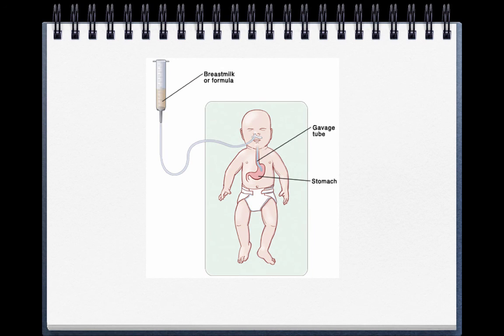Here's a picture of a typical gavage tube. Sometimes the gavage tube goes just into the pharynx. Sometimes it is inserted all the way into the esophagus and down into the stomach for the very sickest babies. And this allows them, like I said, to get nutrition even when their own ability to take in PO is weak or absent.